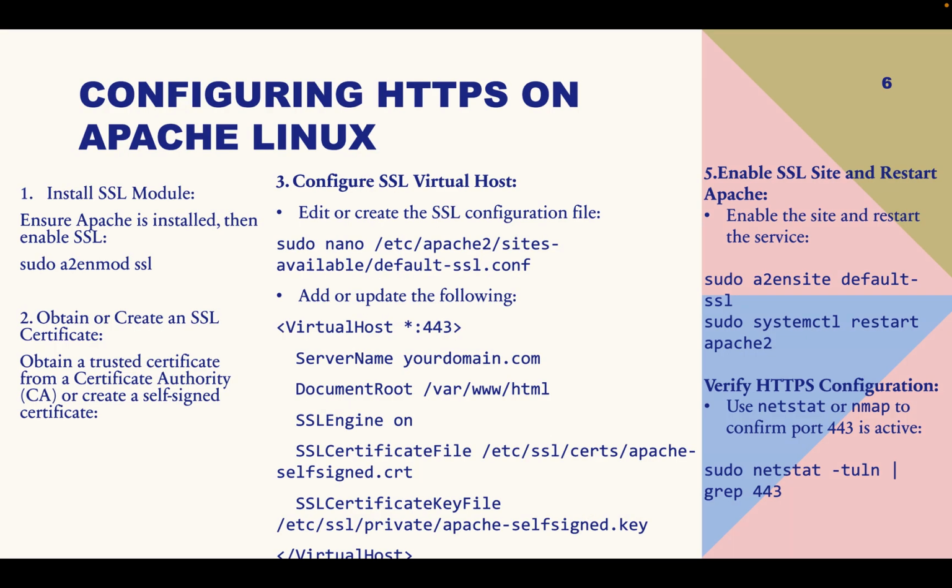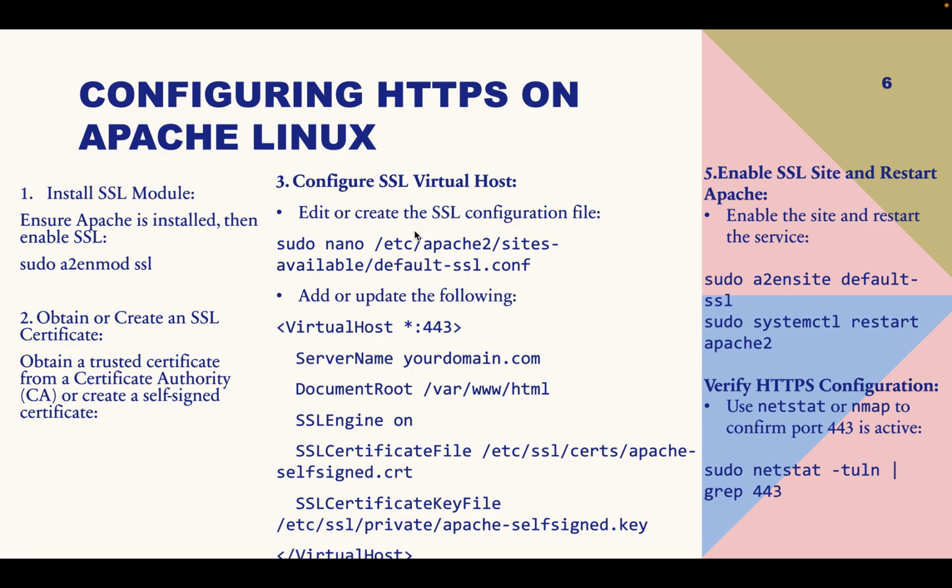For configuring HTTPS, you can choose whether you want to do Apache or Tomcat. So this is for Apache. First you would install an SSL module. We have the command that you would use to do that. And then after that, you would create an SSL certificate. Just like on Windows, you can get one from a certificate authority or do a self-signed one.